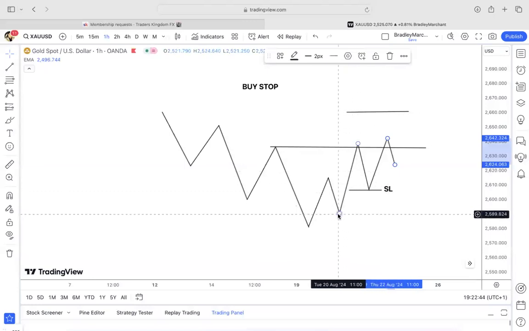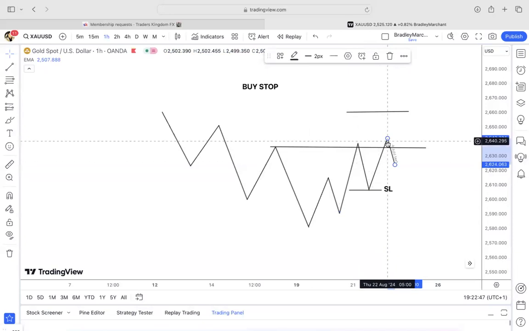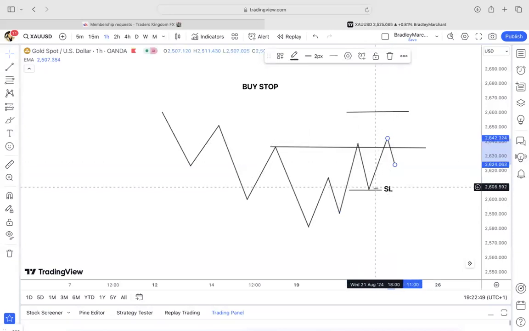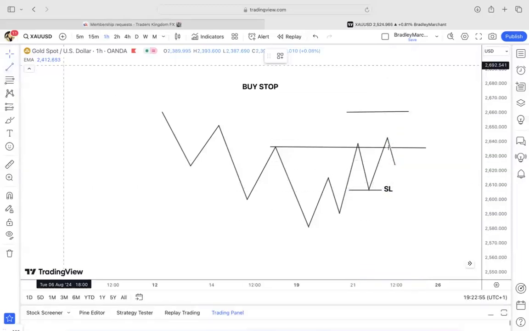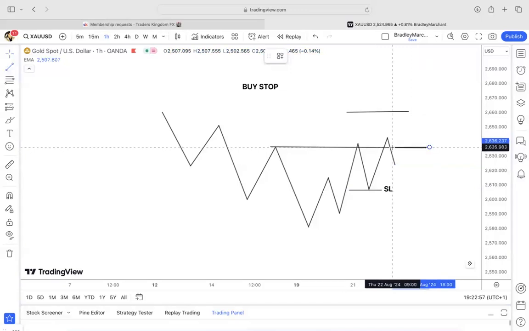This is why understanding structure is key. Up, down, up, down, up. So it still needs to come down to an extent here. If it's going to continue going down, it's going to do its own thing anyway. But this here gives us a great potential to add more trades in and layer into the trade.